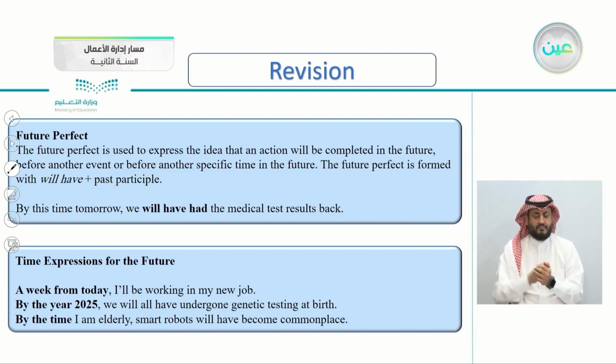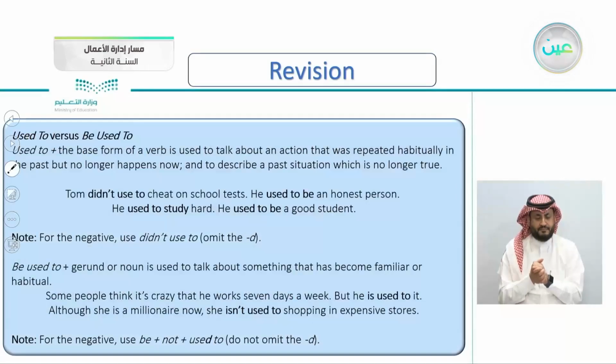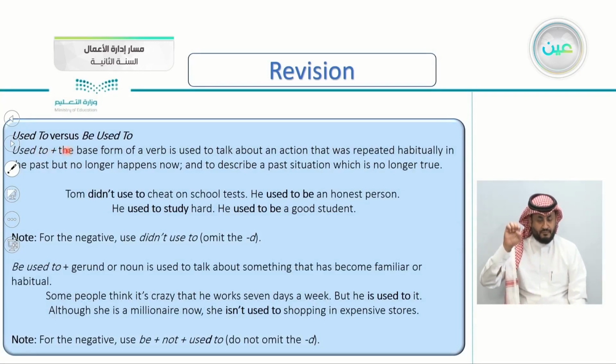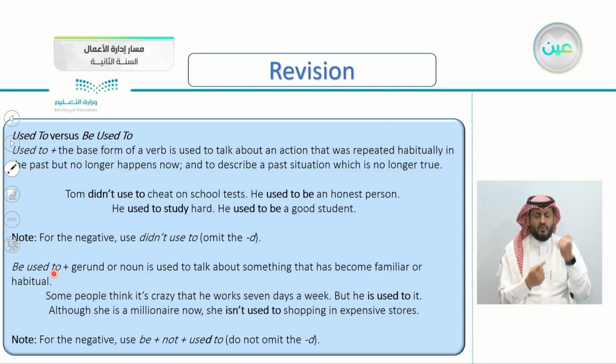Of course, we studied the time expressions for the future: a week from today, by the year 2025, by the time, and then you continue. What time are you talking about? Then we learned about used to and be used to. Used to plus the base form to talk about a habit from the past that you don't do anymore, and be used to plus the gerund or a noun to talk about something that has become familiar or habitual. So we're talking about the present.